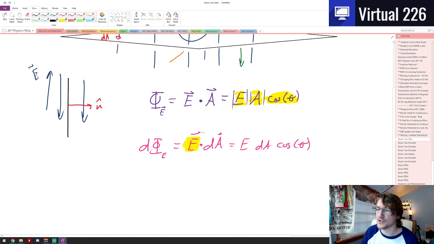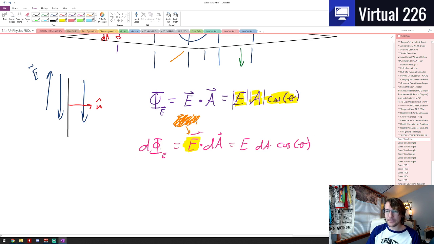If you're seeing this at a collegiate level, maybe you'll see an E field as a function of radius or as a function of x comma y. But at our level right now for AP Physics C, we shouldn't see that. So this is what we kind of see here. Okay, we've got a tiny segment of flux equals E dA cosine of theta.